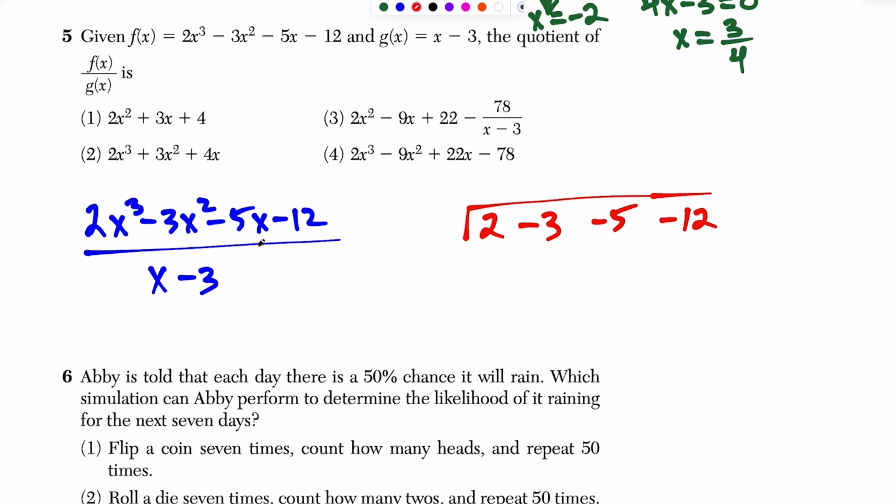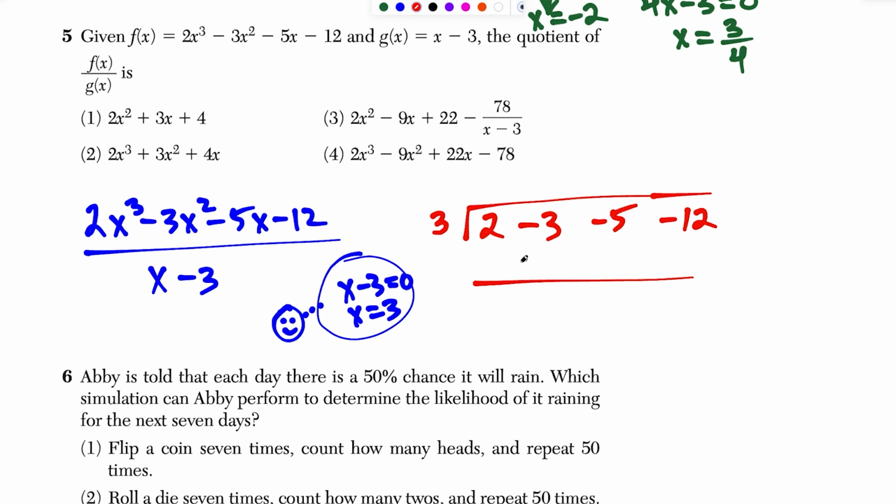If let's say I didn't have an x term, then I would put a 0 over here in place of the negative 5. And then what you want to think about is the corresponding root. So the factor that we're dividing by is x minus 3. So I think of when is x minus 3 equal to 0? It's equal to 0 when x equals 3. So that's the number that's going on the outside like this. And now we start the process.